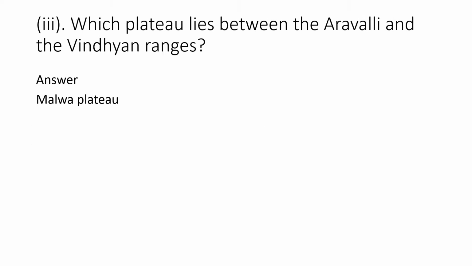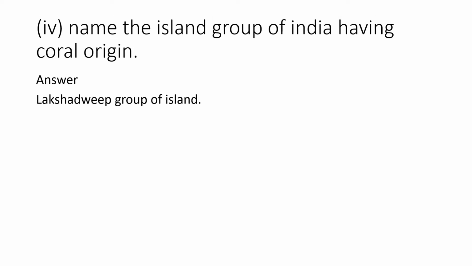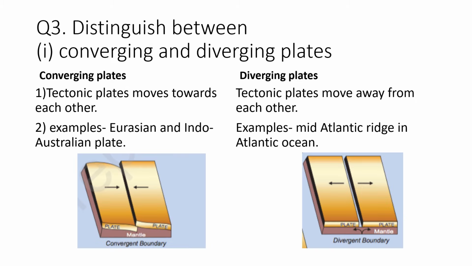Third part is, which plateau lies between the Aravalli and the Vindhyan ranges? Answer is Malwa Plateau. Fourth part is, name the island groups of India having coral origin. Answer is Lakshadweep group of islands.